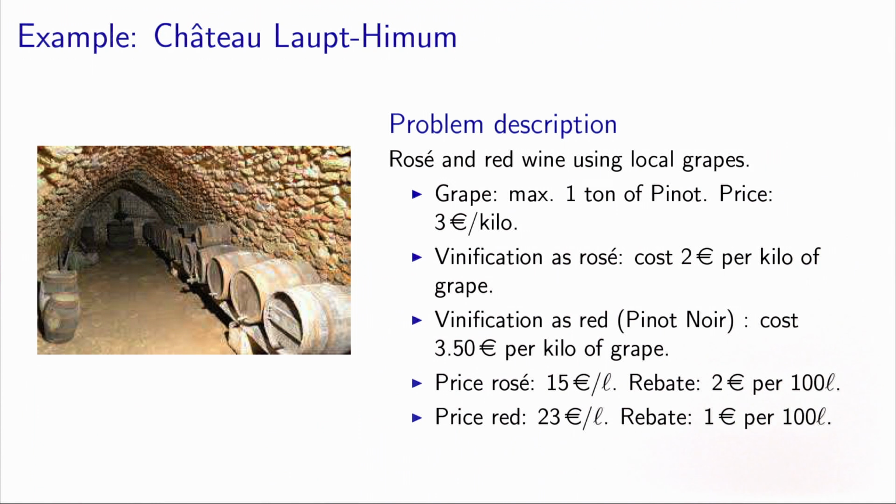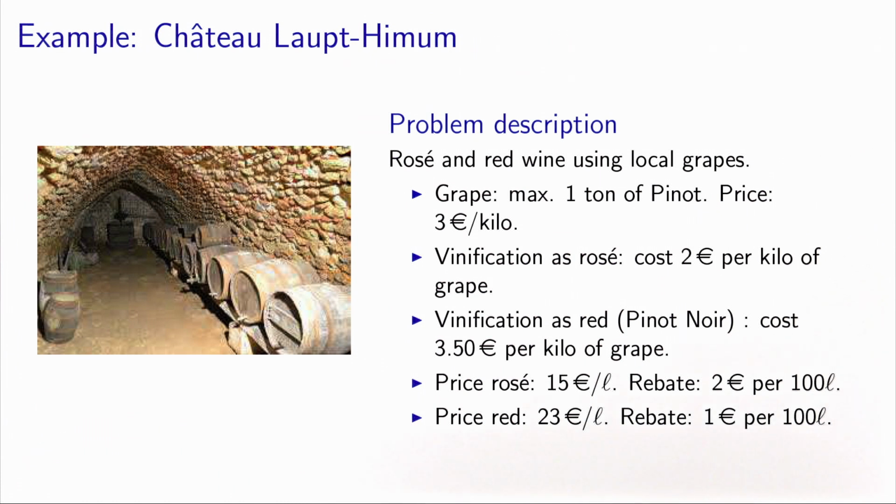Let's take an example of a producer of wine, the Château Laupt-Himum, and the producer of wine would like to find the best production strategy for his wine. So the context of the problem is as follows. The chateau is producing both rosé and red wine using grapes that are bought from local producers. In the context of this area, they can buy maximum 1 ton of grape called Pinot at a price of 3 euros per kilo.